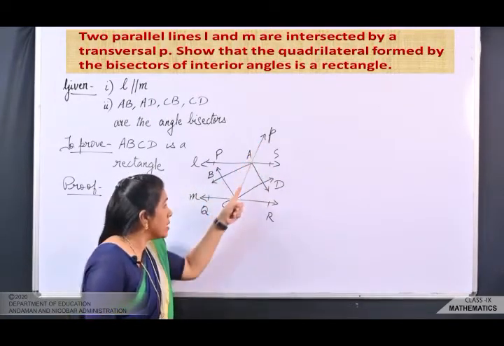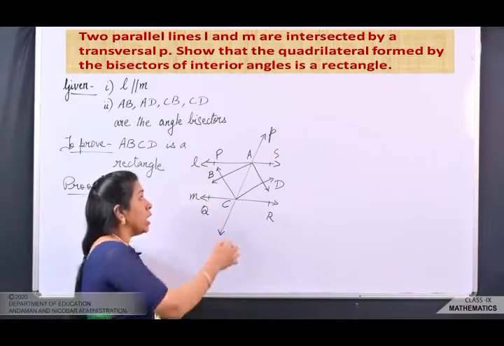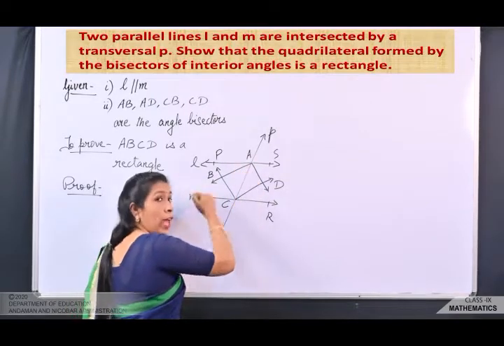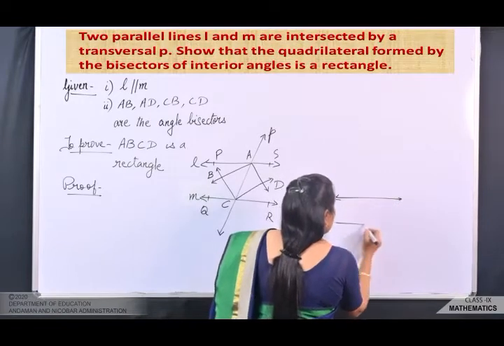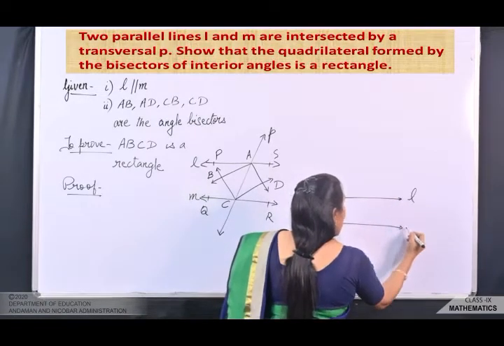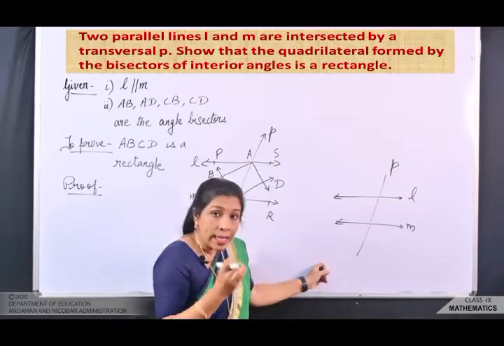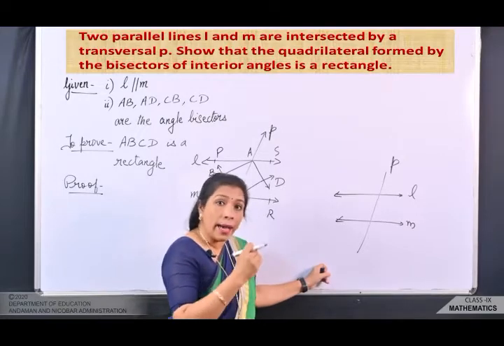Now children, here it's given that this line, that is line L, is parallel to line M and P is the transversal. Okay, it's also given that this AB is the angle bisector of angle A. That means, suppose these are your lines L and M and this is your transversal. Okay, it's given कि the interior angles are being bisected.